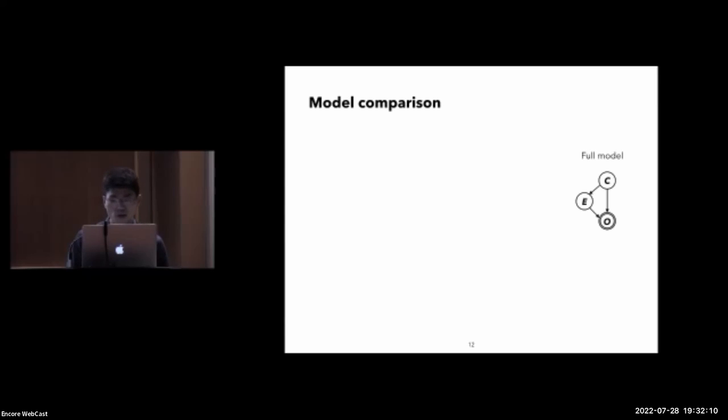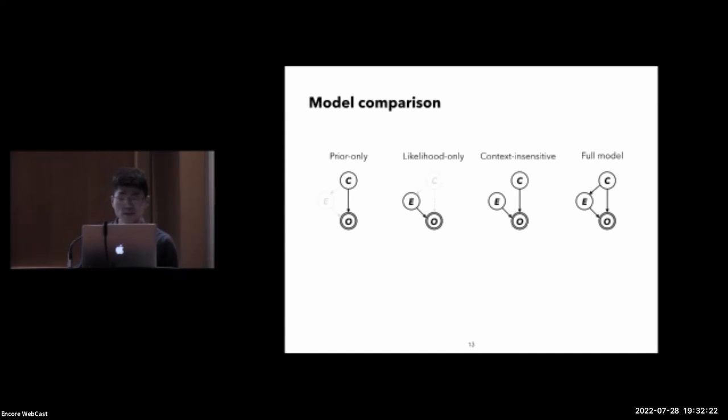In contrast, we also consider alternative explanations, including the prior-only and likelihood-only models that solely attribute the variations in human behaviors to the variation in the prior or the variations in the likelihood. In addition, we consider another model that removes the link between the error types and communicative intent, which we refer to as the context insensitive model, with no conditioning on C in the error likelihood function.